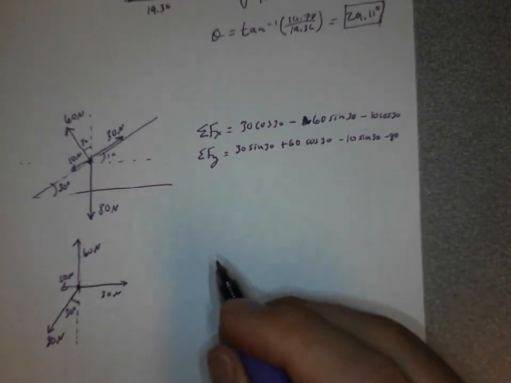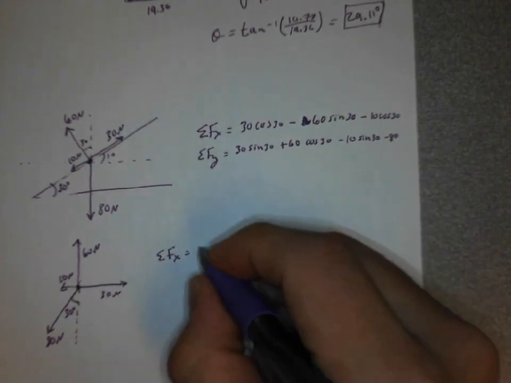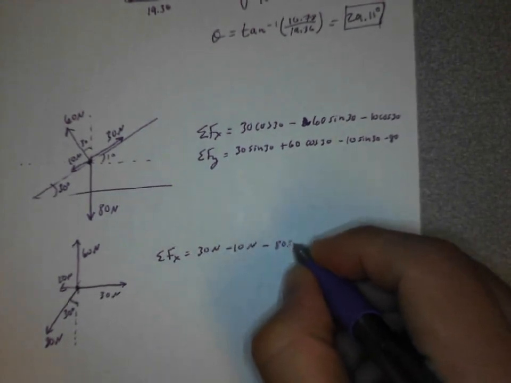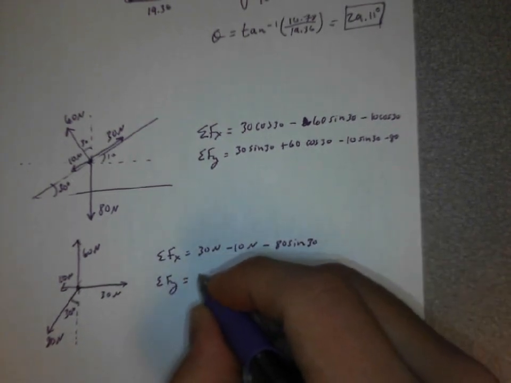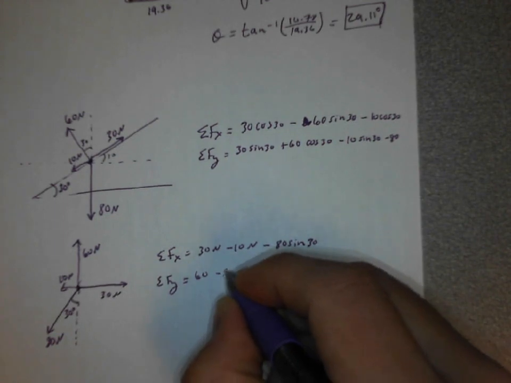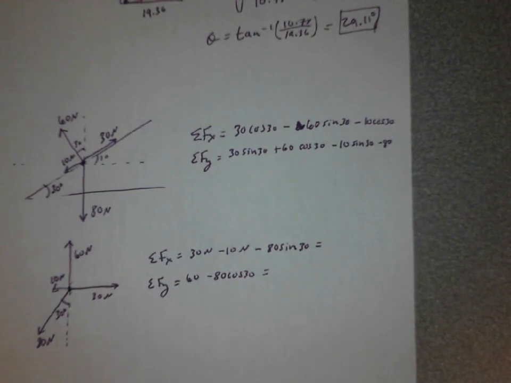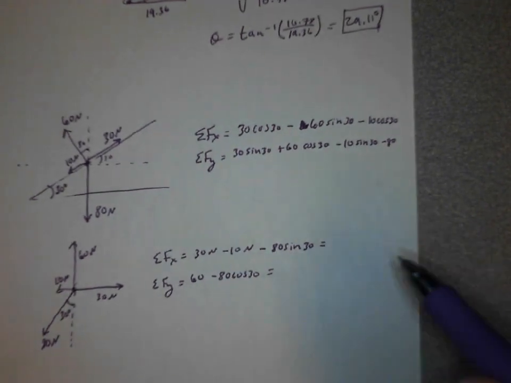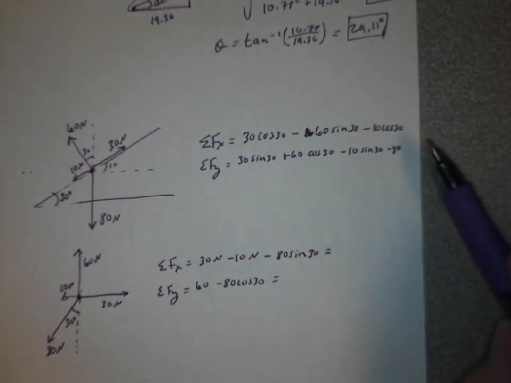If we do our sum of the forces in the x and y now, I'm going to get something like this. I'm going to get 30 newtons minus 10 newtons minus 80 sine 30. Then my sum of the forces in the y is 60 minus 80 cosine 30. You'll notice that right there looks a lot easier than this one up here. Now when you run numbers, you're going to get just numbers here and here and here and here.